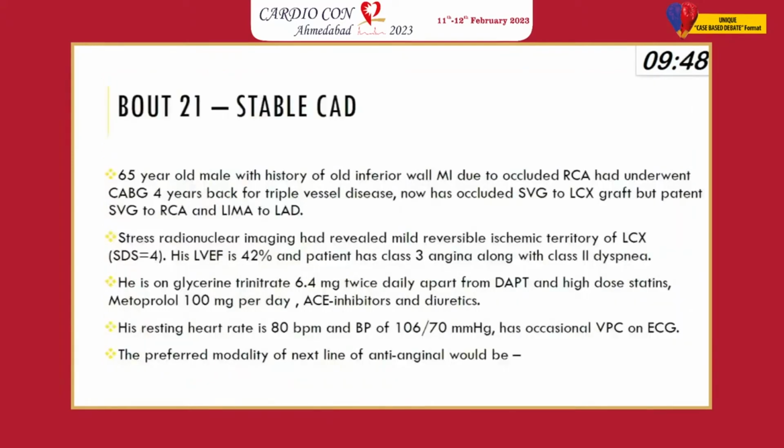This is a CABG history: the patient underwent CABG 4 years ago and has one occluded venous graft. Apart from stable angina, the patient also has NYHA class 2 dyspnea. This is an important history mark, and the patient's ejection fraction is around 42%. The patient is on drug therapy of 100 milligram metoprolol with nitrates, and the heart rate is 80 beats per minute with occasional VPC also present on ECG.